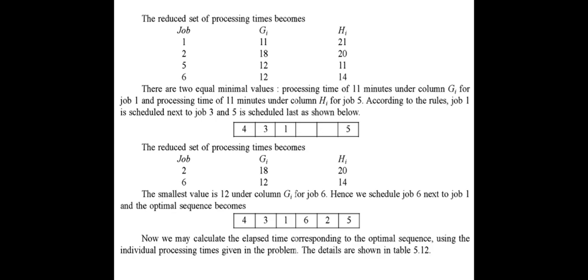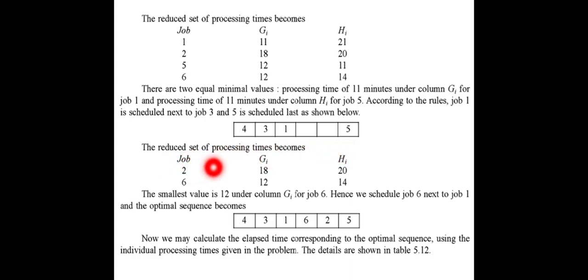After this, the table reduces to like this, and here there is a tie in minimum time, that is 11 appears here and 11 appears here. So first, according to the procedure, we assign job 1, since it corresponds to the column G, we assign here, and next we assign job 5, since the minimum time corresponds to H column, we assign to the right side of the blocks.